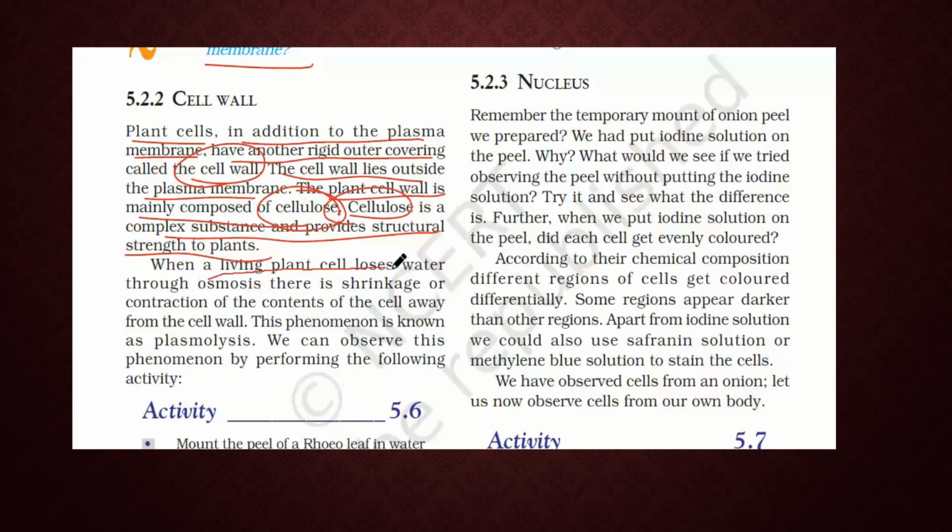So when a living plant cell loses water through osmosis, there is a shrinkage or contraction of the contents of the cell away from the cell wall, right? So inside the plant cell, the cell membrane shrinks, so it moves away from the cell wall. This phenomenon is called plasmolysis.